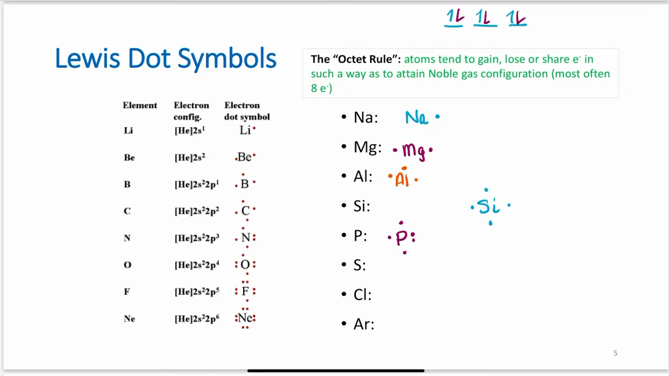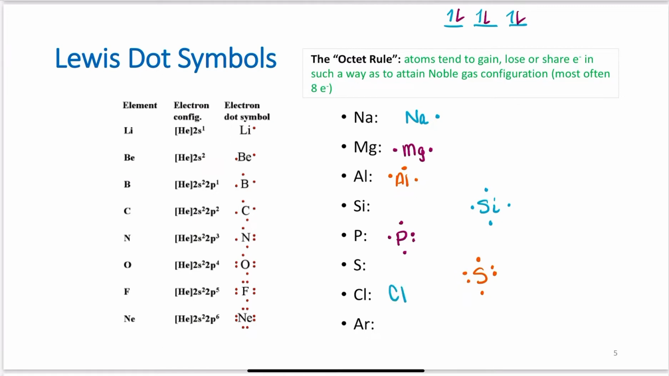Now I have to pair up. 5. Sulfur, 1, 2, 3, 4, 5, and 6. Those should both be, I didn't draw those very well. Those should both be on the side.